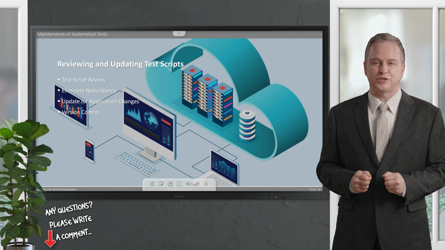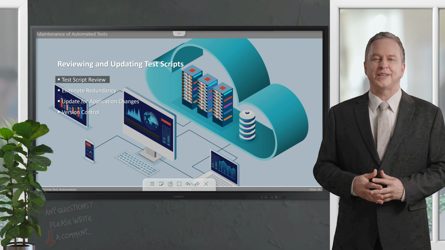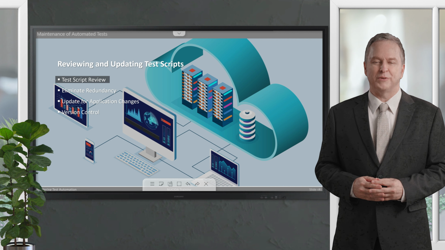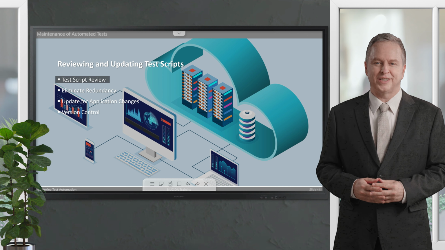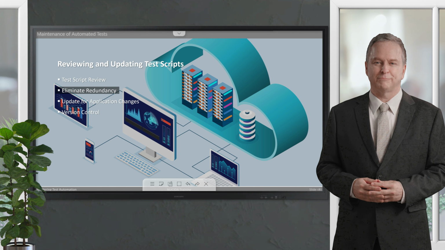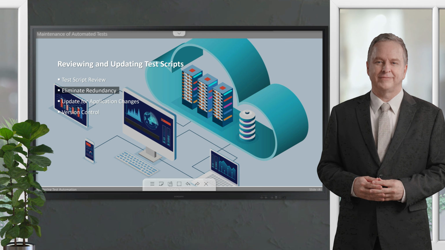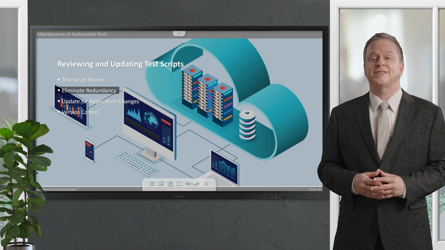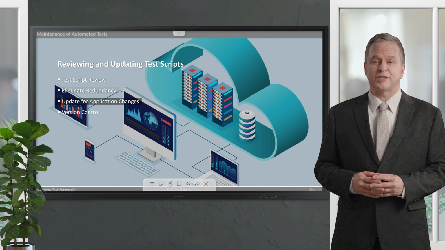1. Test script review. Conduct periodic reviews of your test scripts to identify any outdated or redundant scripts. Review the test cases for accuracy, completeness, and alignment with the current application functionality. 2. Eliminate redundancy. Identify and eliminate redundant test scripts to avoid duplication of effort. Consolidate similar test cases into reusable components or scenarios.